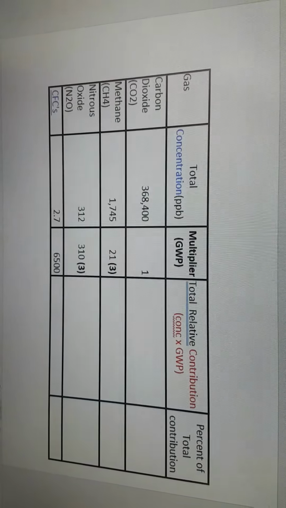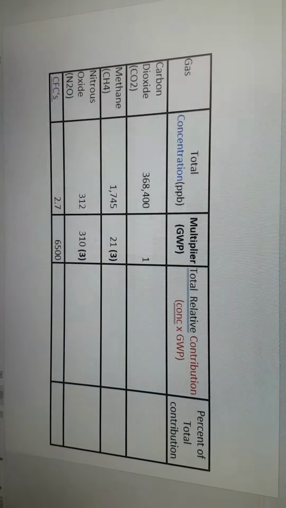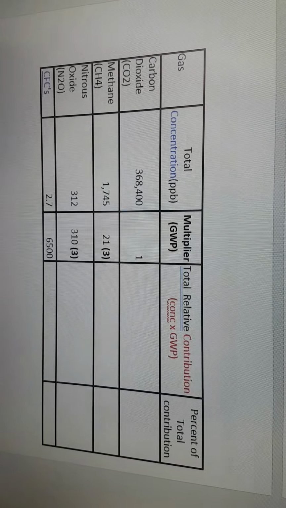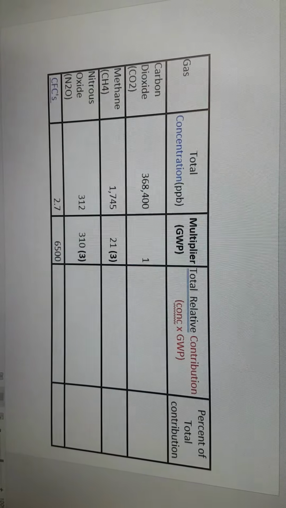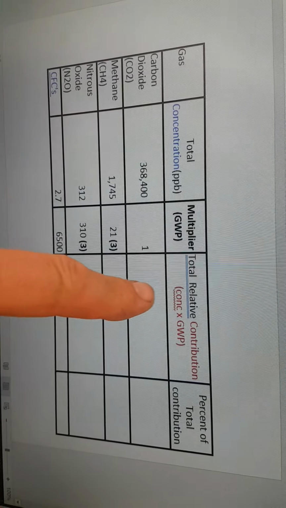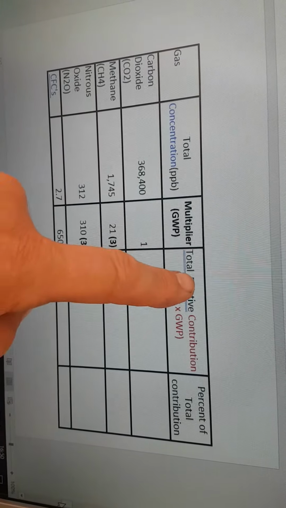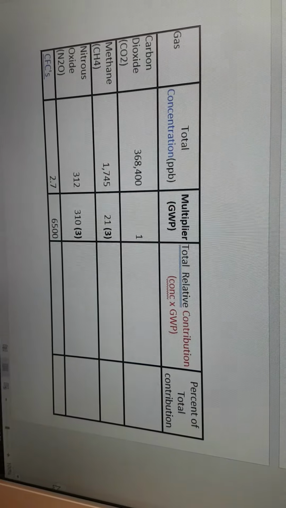What that GWP actually means is a single molecule of methane absorbs 21 times as much heat as a molecule of carbon dioxide, and nitrous oxide 310 times as much heat. If you want to work out the contribution of each of these gases to the greenhouse effect, you need to complete that table. It's on the attachment that I sent you. Can you complete this column by doing exactly what it says there, just the concentration times that, and then work out the percentage. You would work out the total of all these numbers and what's the percentage of each of these of the total contribution.